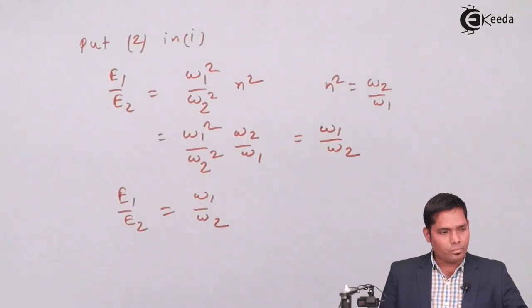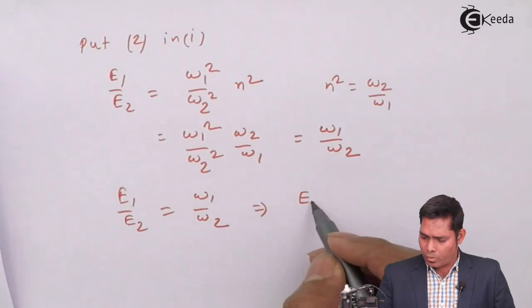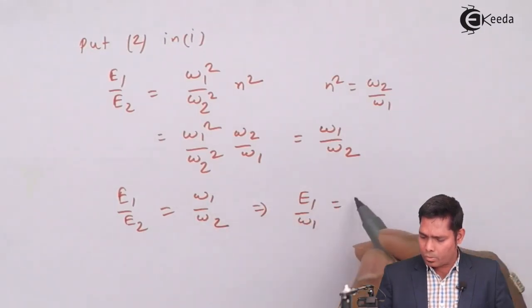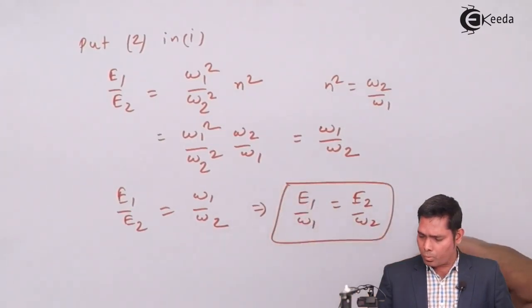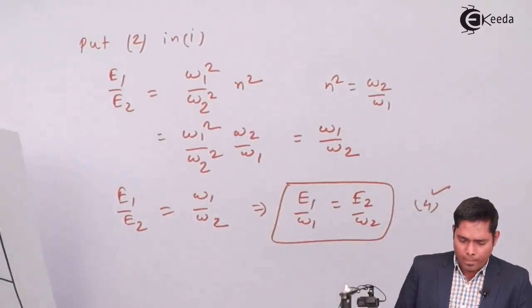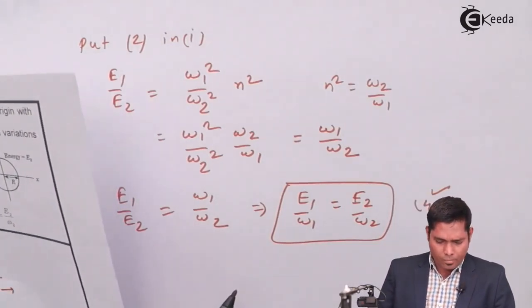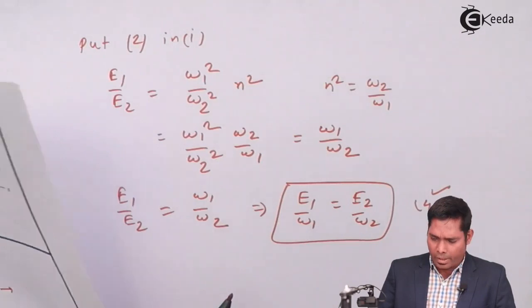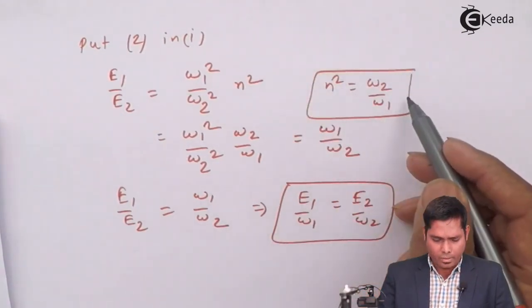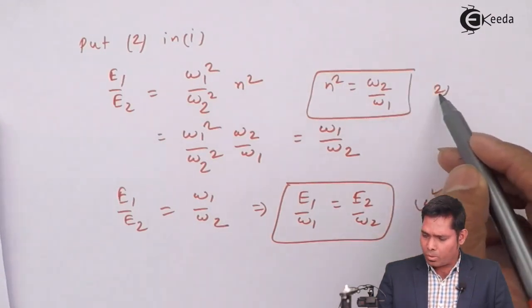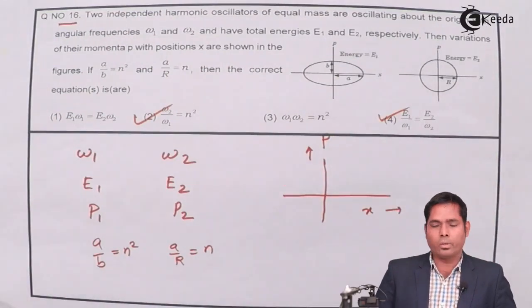That implies E1 over omega 1 equals E2 over omega 2. This is your option number 4. Next, this n square comes out to omega 2 over omega 1, that is there. That is option number 2, also correct. So option number 2 and option number 4 are correct. Okay, thank you.